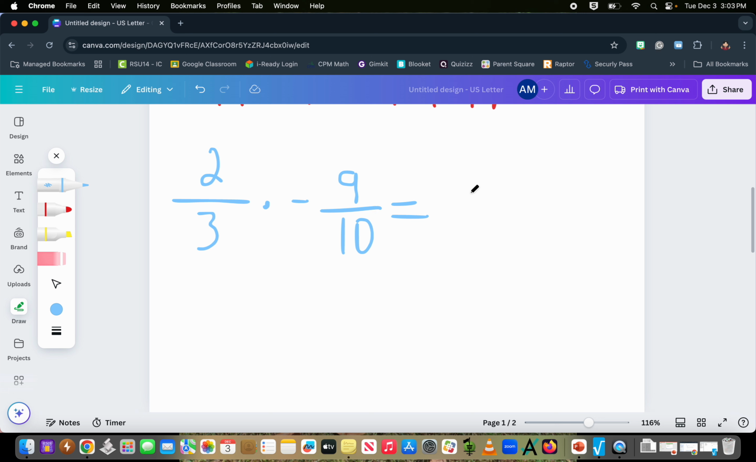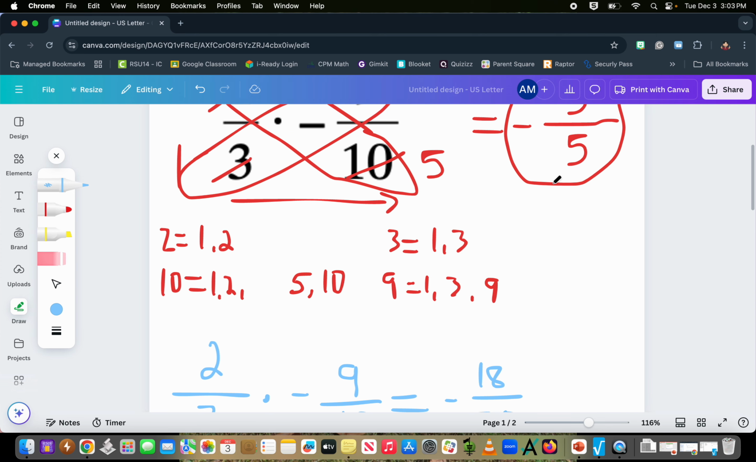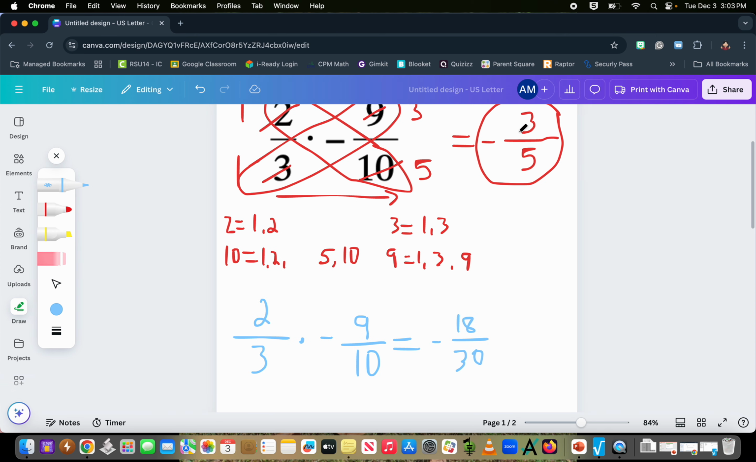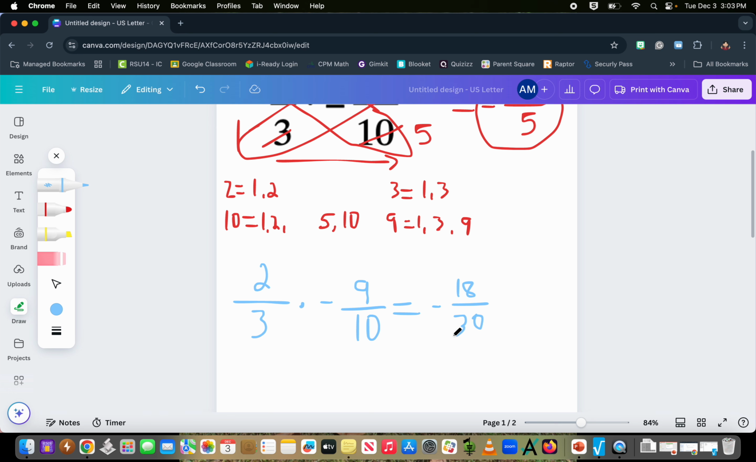But if we just do this to see, so 2 times 9, and I know that a positive times a negative, again, is going to be negative. So I'm going to go over here and write that. 2 times 9 is going to give me 18, and 3 times 10 is going to give me 30. So if we look already, if I scroll back up, we had this as our final answer up here. So this doesn't match this right now, meaning this needs to be reduced.